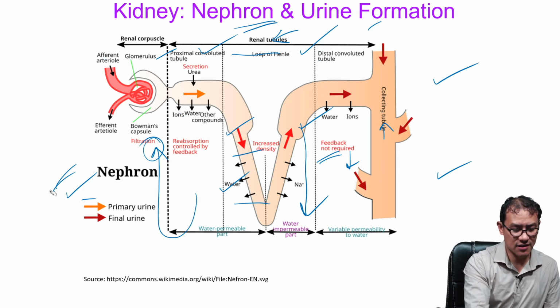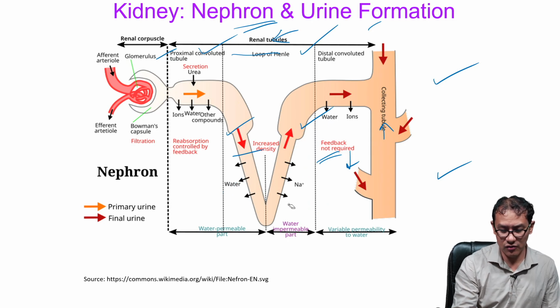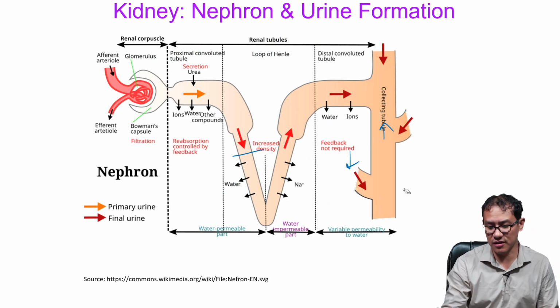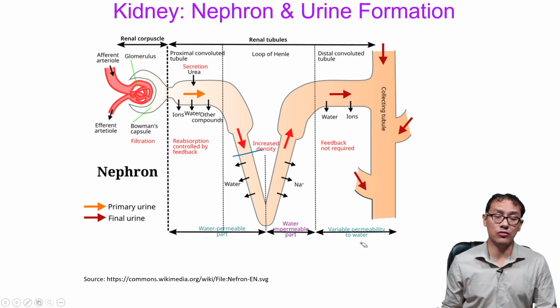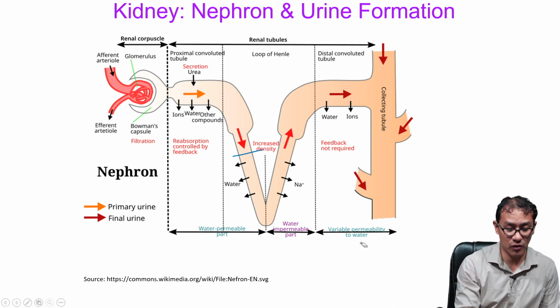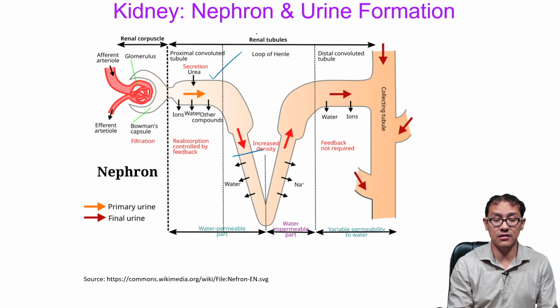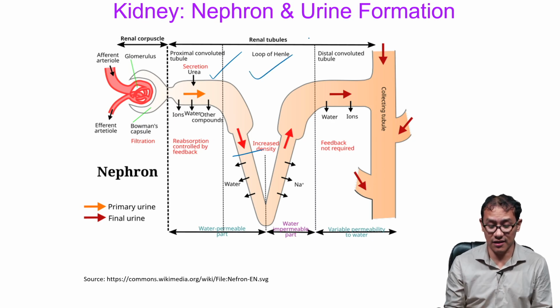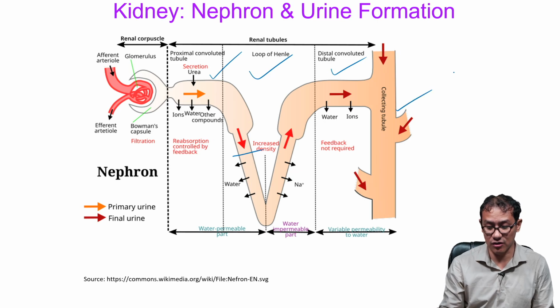Similarly, in this detailed diagram you can see the same thing presented in a different diagrammatic form, because this is important. So, I am focusing here again: the glomerulus is there, then secretion and reabsorption happen in the PCT, then the loop of Henle, ascending limb, descending limb, then the DCT, then the collecting tubules.